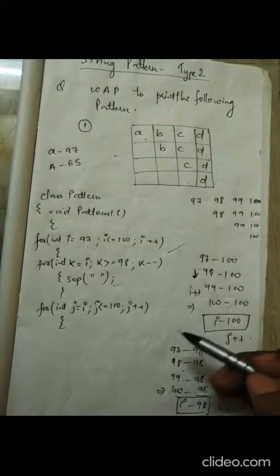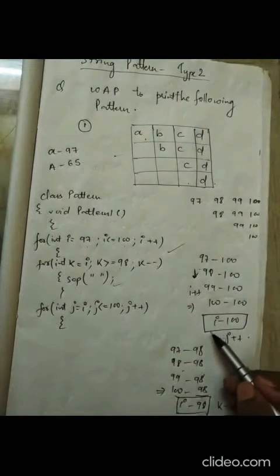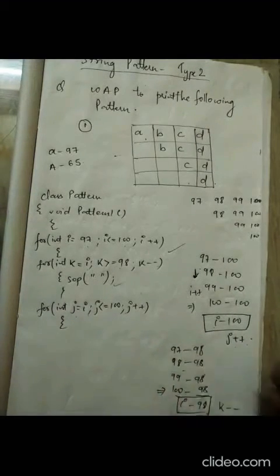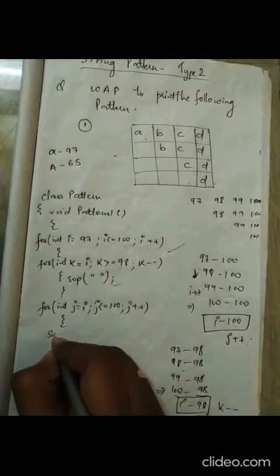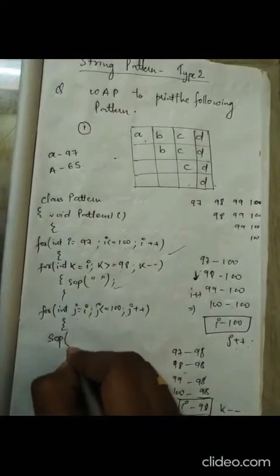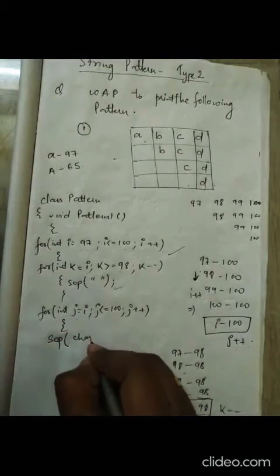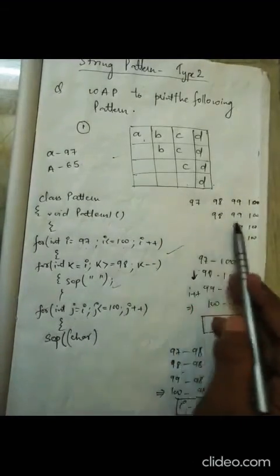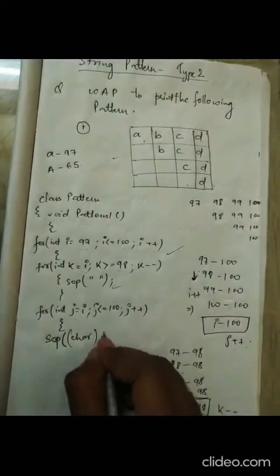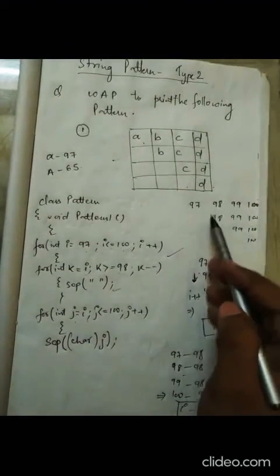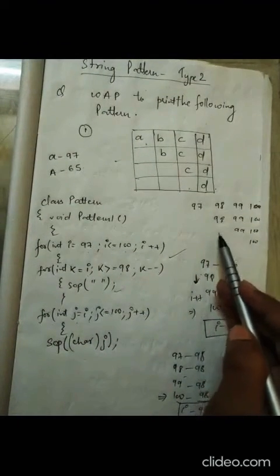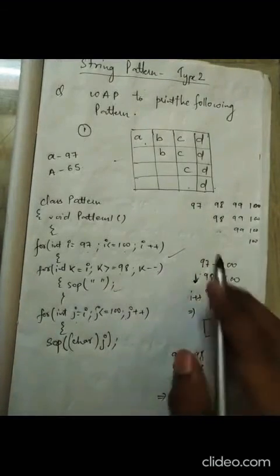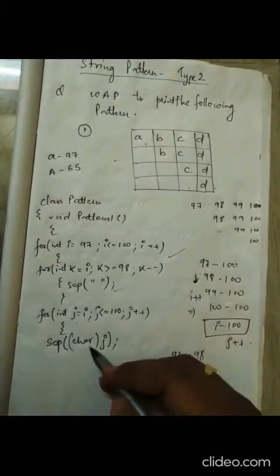Now what about the printing one? Here we have made the J loop, I to 100, J plus plus. While printing, the change is that we'll write char and what to print. Since this is type 2, we have to print J, so I'll print char J. If type 1 was there, we would print I, so we would write char I. This is type 3, so I have to write char J.